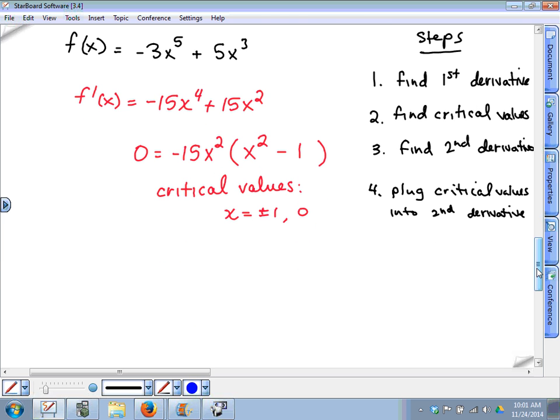Now let's go back and find the second derivative. Now you guys, do we want to find the second derivative of the factored form or the unfactored form? I would do the unfactored form, because then you wouldn't have to do a product rule. Here, this is simple power rule stuff. The product rule would be very rigorous. So going up here, we're going to get negative 60x to the third plus 30x.